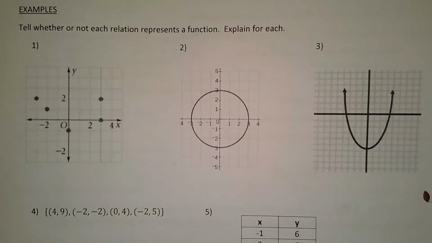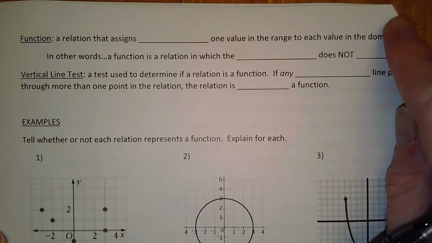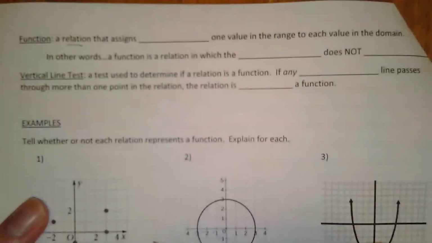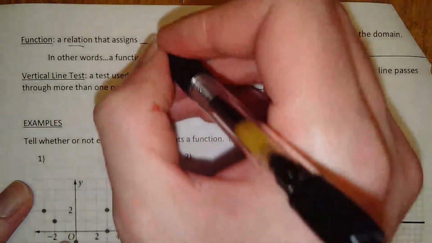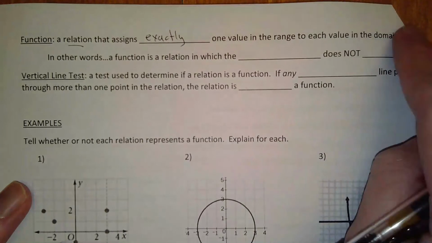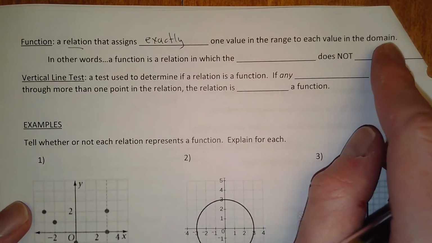So those were just relations. On the front side, we're just talking about relations, mapping one number to another number. Nothing totally brand new yet. But now on the back side, we're going to talk about functions. A function is a more specific kind. A function is a relation, first off. It's a relation that assigns exactly one value in the range to each value in the domain.